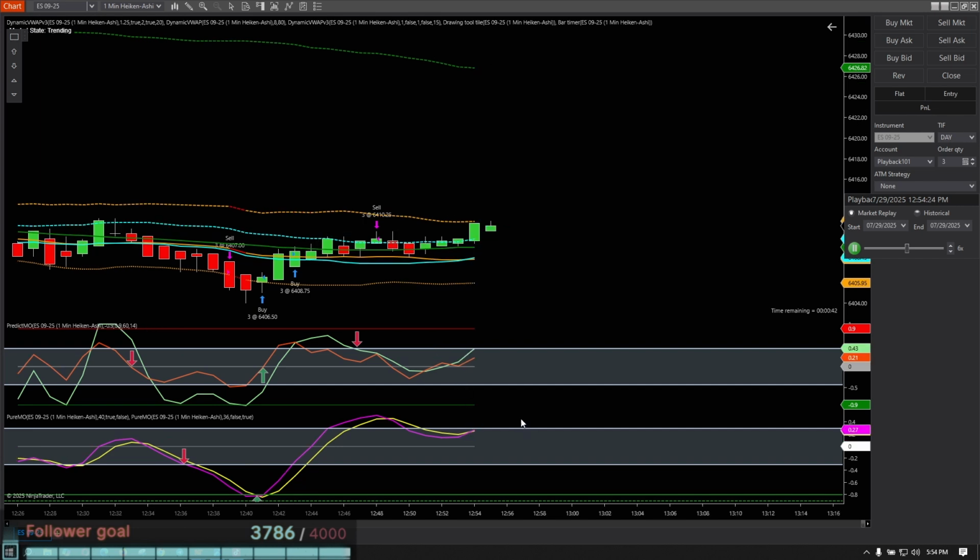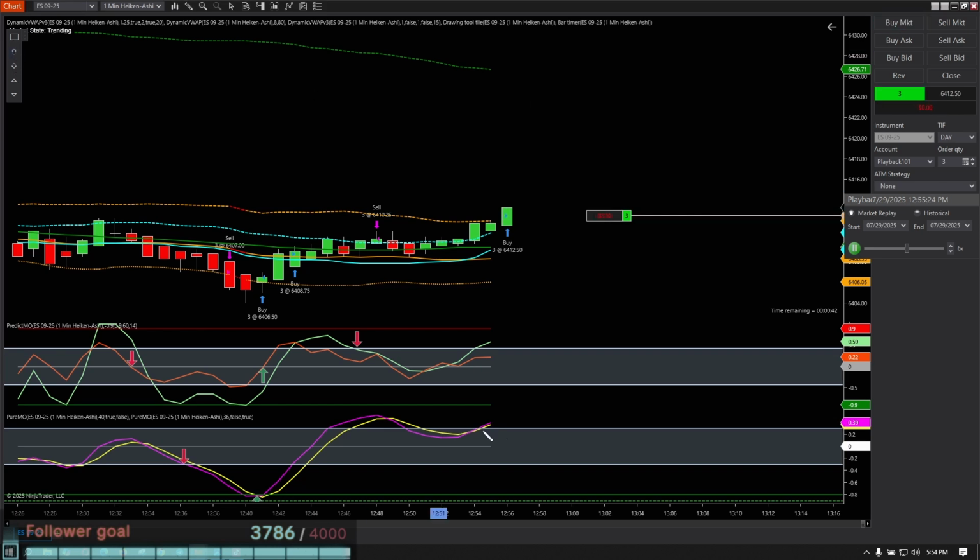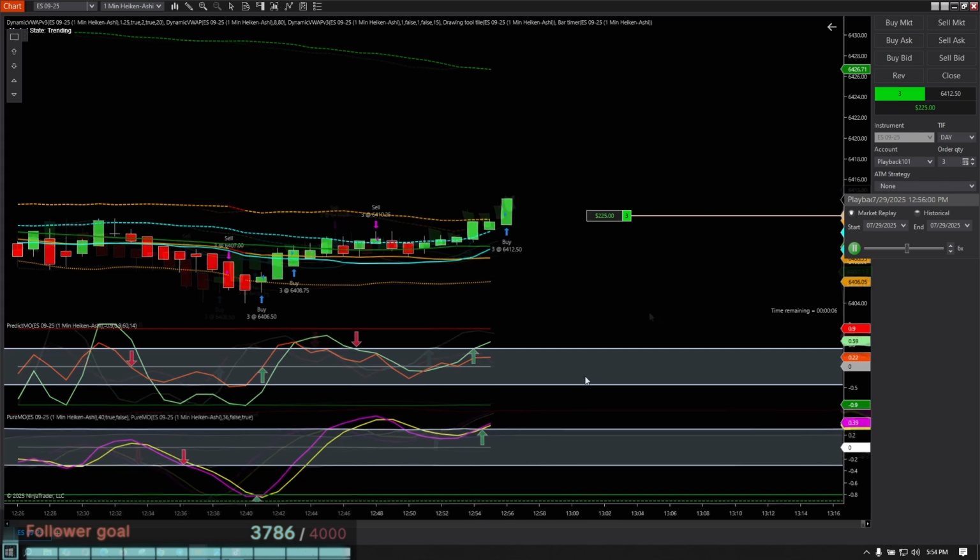Now we got a little bit of a shift here to the upside. This is nice, but I'd want to see at least a breakout. And okay, right there. Order filled. That's the type of breakout I want to see, and this is the type of move I want to see with this bad boy going up right there.